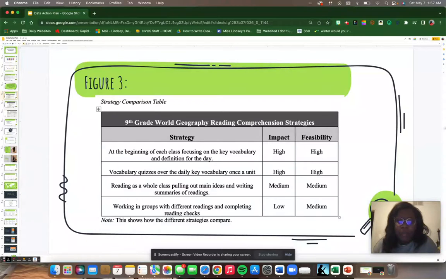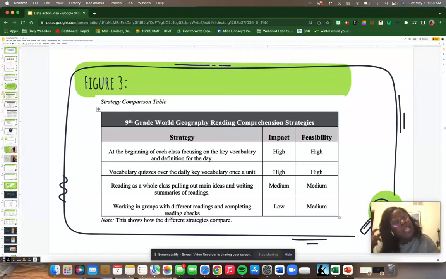Reading as a whole class, pulling out main ideas and writing summaries of readings. Medium impact because it would be easy for students to hide while someone like me, the teacher, is reading the assignments. They could just be acting like they're following along. They might not fully grasp the concepts. So that would be medium impact.